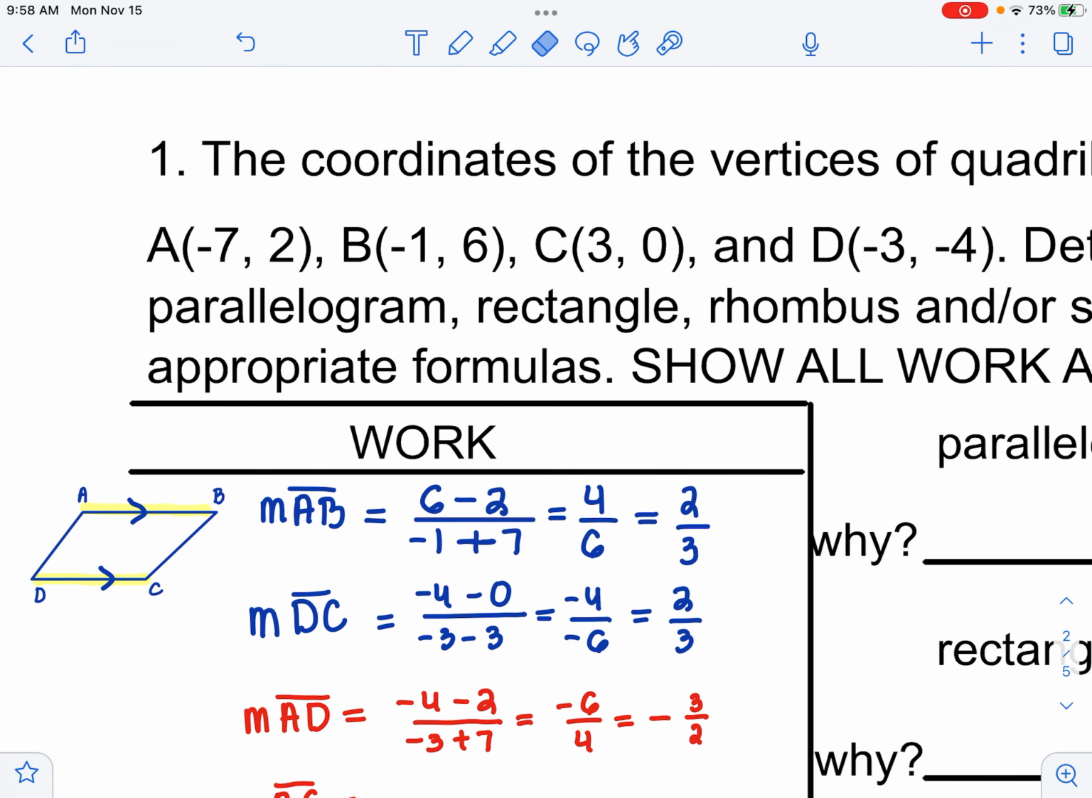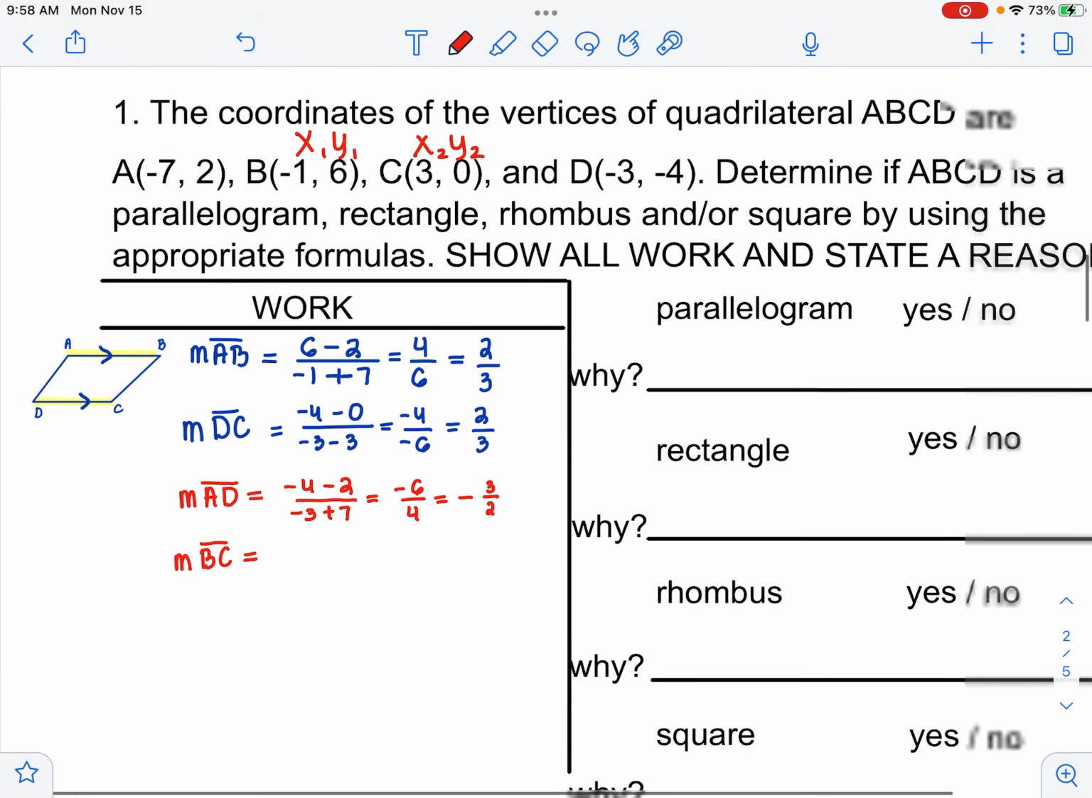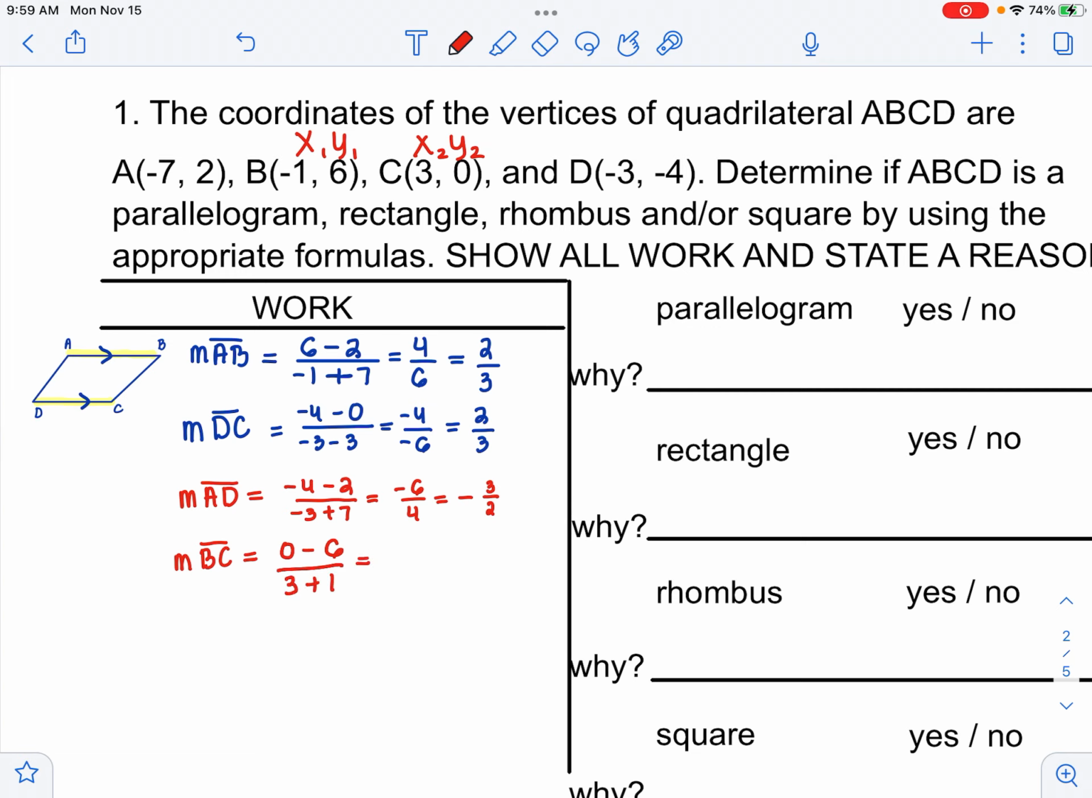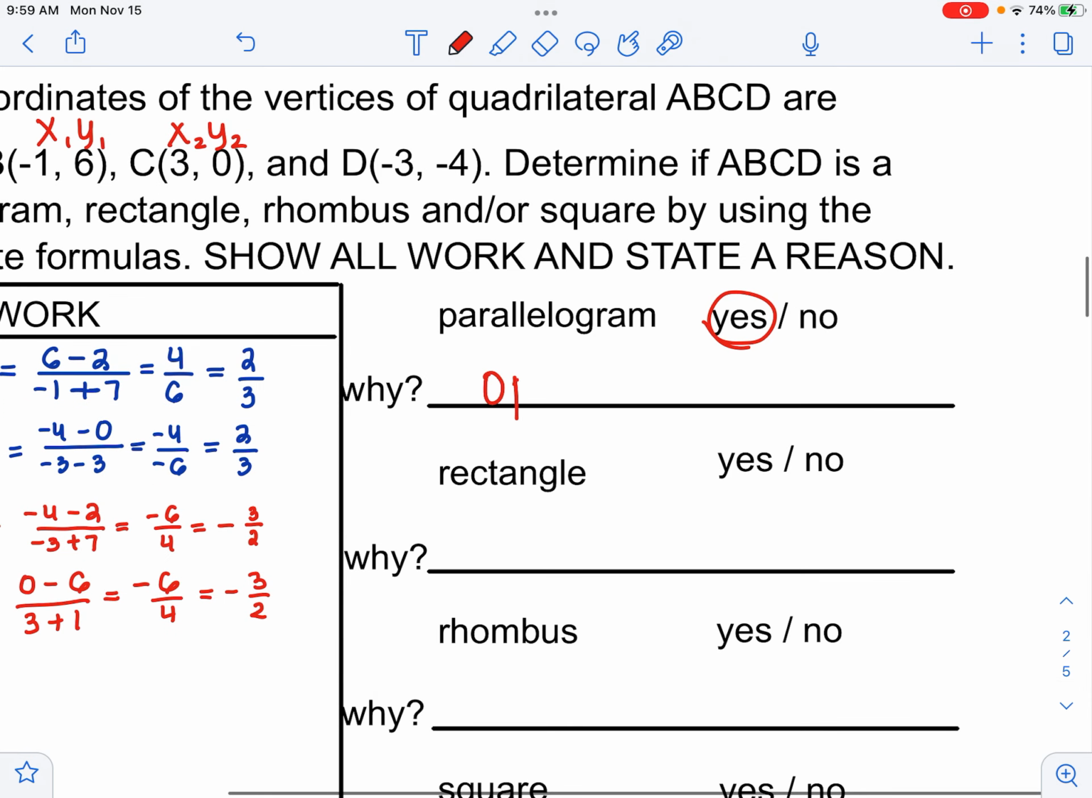Now we're going to check BC. So once again, I'll come back up here, erase this, and I'll do x, y, 1, 1, 2, 2. All right, so I'm going to do 0 minus 6 over x2 minus x1, 3 minus -1, so that's going to turn to +1. That's -6 over 4, which once again is -3/2. So I just found out that these two lines are parallel. So yes, this is a parallelogram. Why do we know it's a parallelogram? Because opposite sides are parallel.